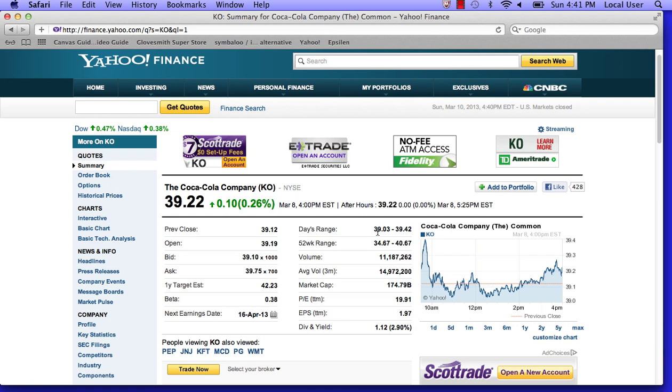The day's range, that's what it's been at today. 52-week range, what it's been in the last year, the highest and the lowest. You can see it's trading a little closer to its high. This is how many shares have been bought and sold during the day. And then this is how many it's averaged over the last 3 months. So on average, basically 15 million shares of Coca-Cola are exchanged on a daily basis.